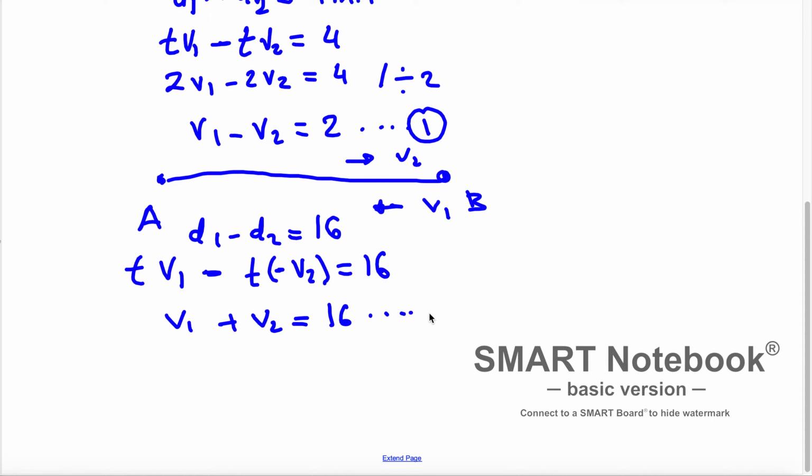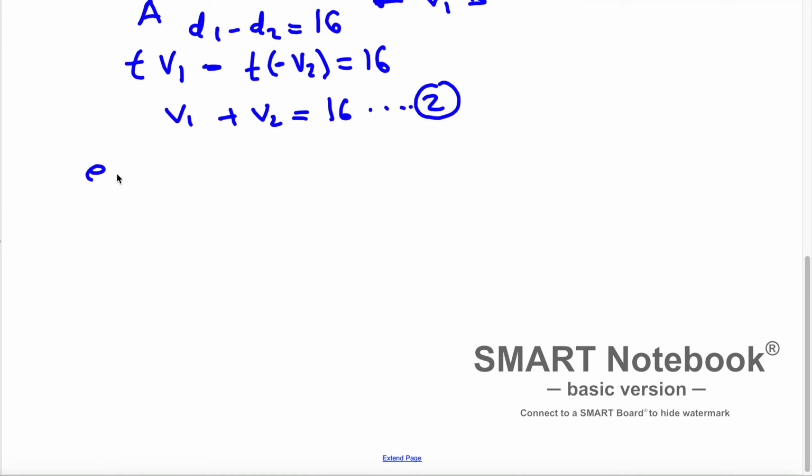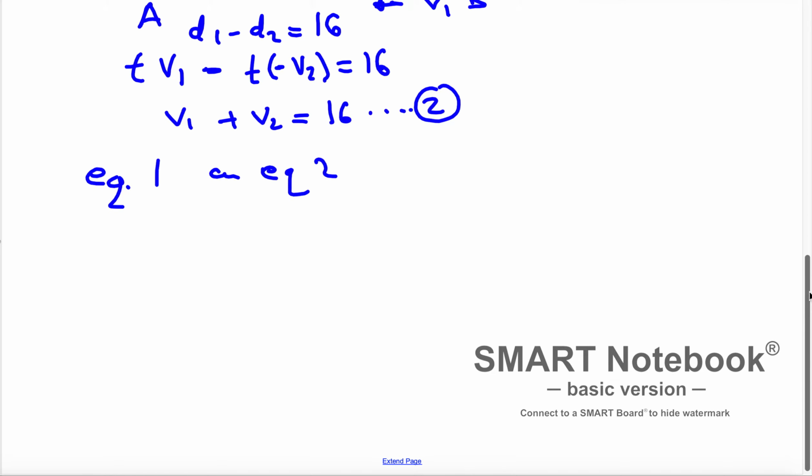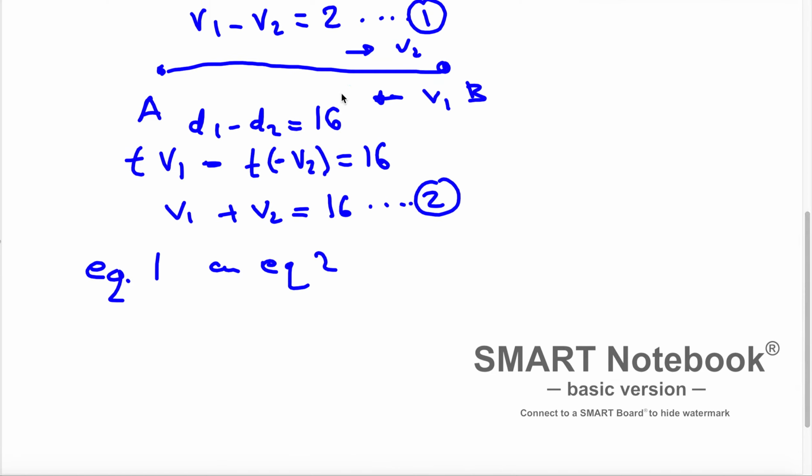So this is equation 2. Now we have a system of linear equations, so let's take equation 1 and equation 2. Equation 1 is v1 minus v2 is equal to 2, and equation 2 is v1 plus v2 is equal to 16.